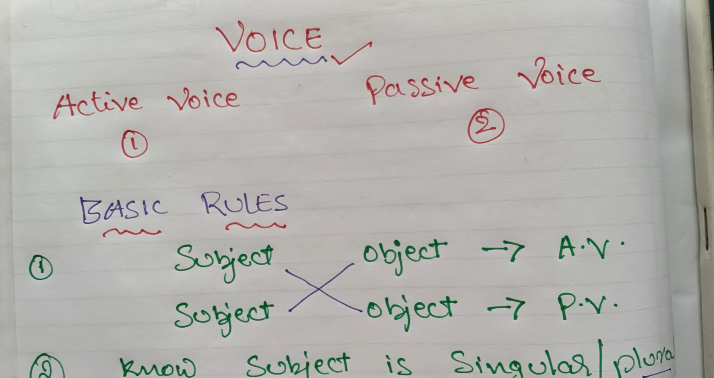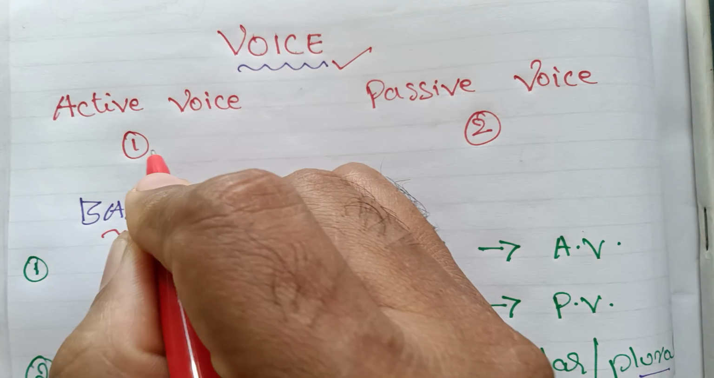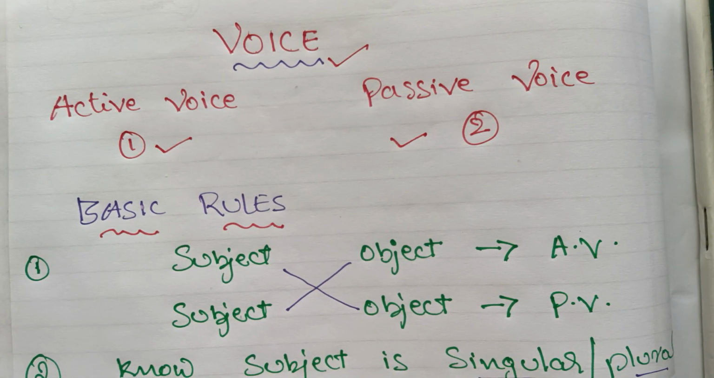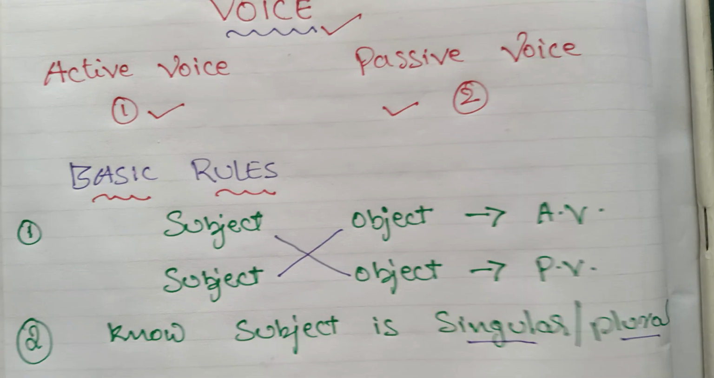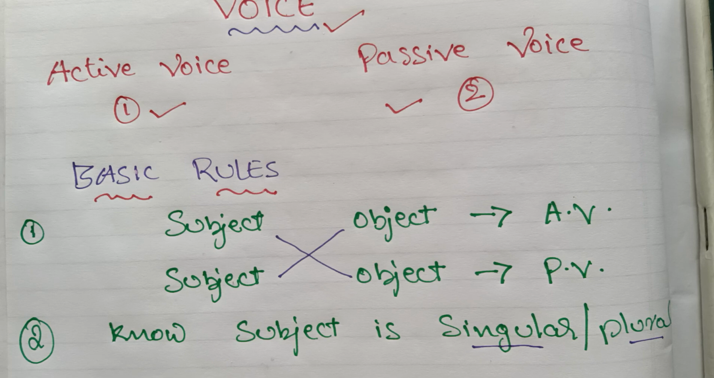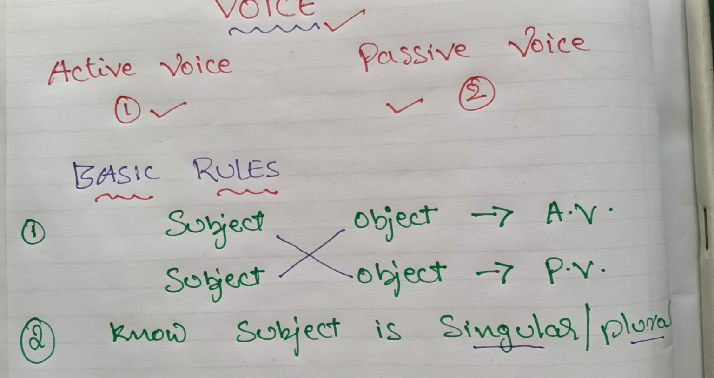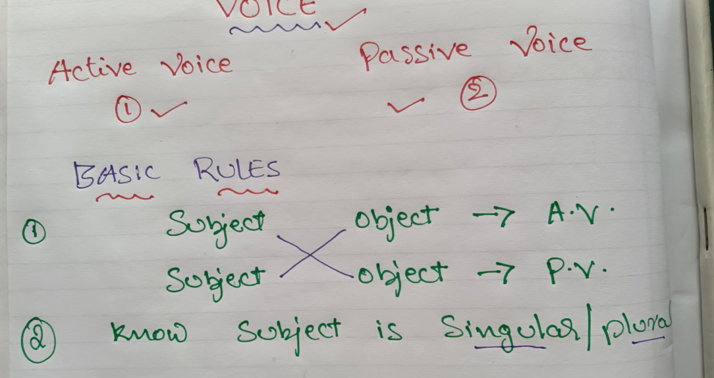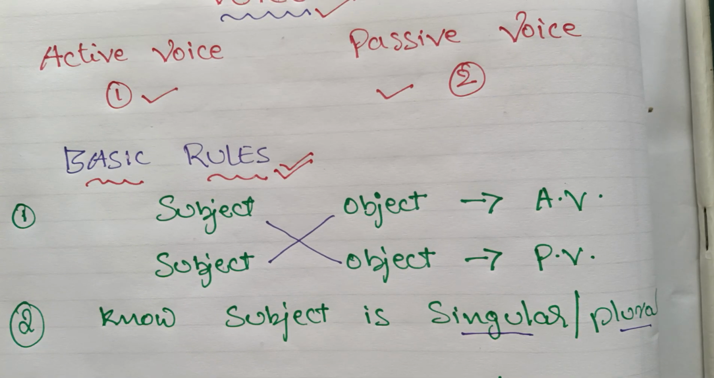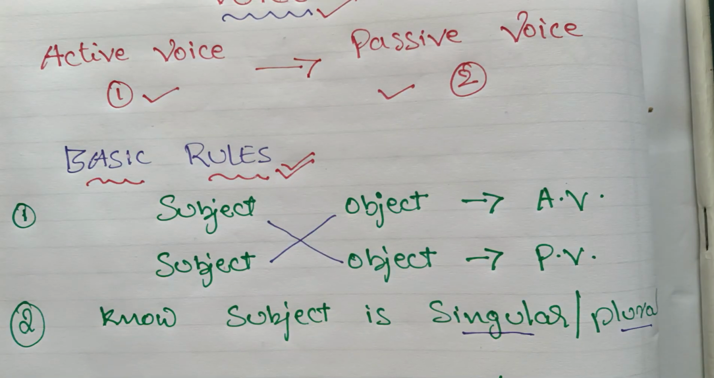Yes, all of us do know that voice can be of two types. First one active voice, second one passive voice. Generally students do know that there are two types of voice. But the problem is in the examinations, the questions are given in active voice and we need to change them into passive. Now, to change the active voice sentence into the passive voice is something very important. And to do that, we need to learn these basic rules. Basic rules to change a sentence from active voice to passive voice. We need to understand these fundamental rules.